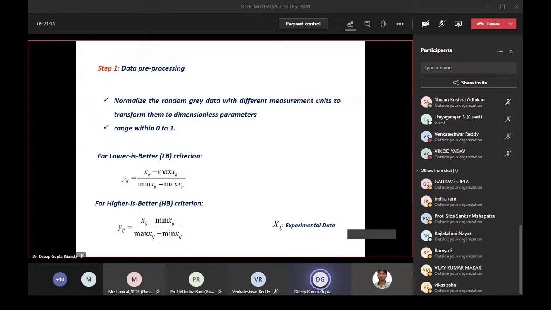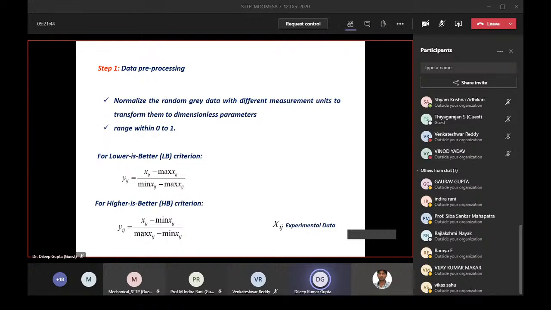Pre-processing of data has a few extra steps as compared to the previous method. First, normalize the random gray data with different measurement units to transform them into dimensionless parameters. You can say it is simply a normalization of data, within the range of 0 to 1 normalized data, right? So here the normalization will be done in two steps.